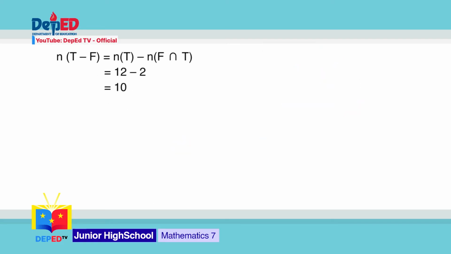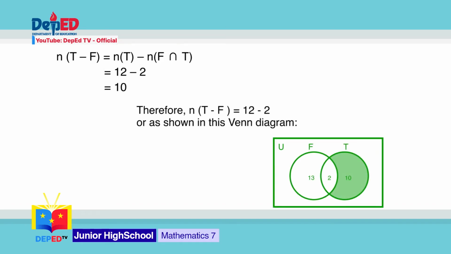To answer the second question, similarly, we just identify the number of elements in T that are not included in F. Thus, we just subtract 2 from 12, since there are 2 students who used both sites and are also elements of F. Now, with each subset in the Venn diagram accounted for, we can enter the cardinal number for each identified region in the 2 circles of our Venn diagram.